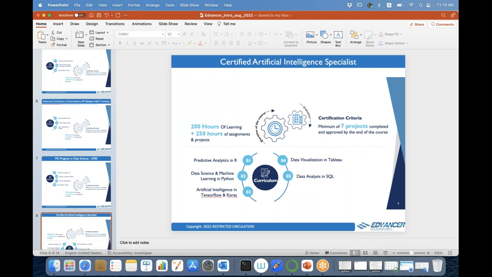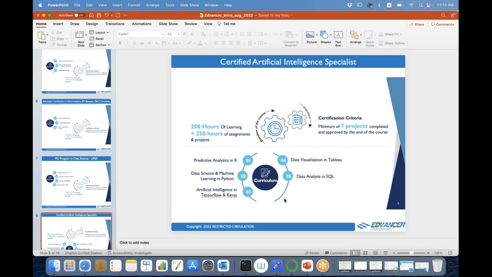The fourth combination that we have is a more holistic, much larger program. It starts with data and predictive analytics in R, then we have data science and machine learning in Python. Then we go into learning about deep learning. Along with that, we also have data visualization in Tableau and data analysis in SQL.